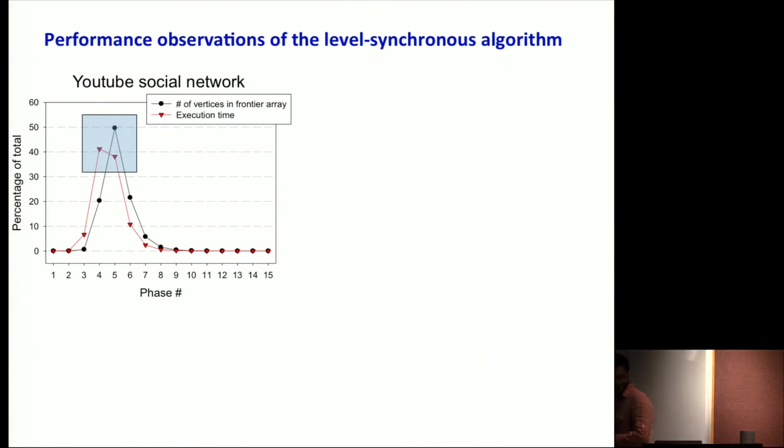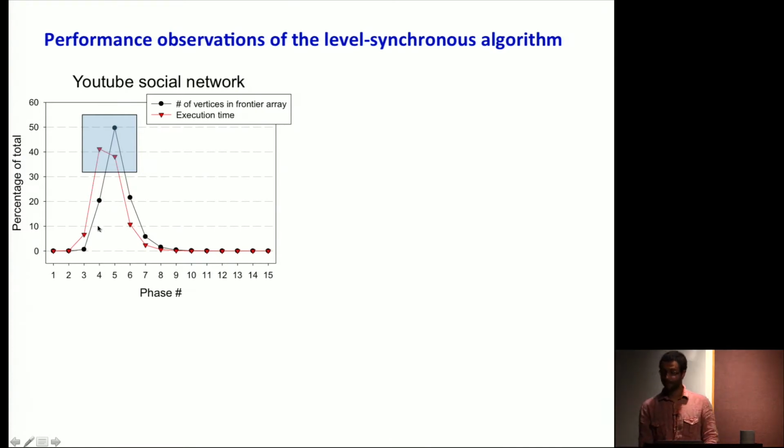So here's a performance observation. When you run a level synchronous breadth first search on a low diameter power law graph, this figure is what you get as, in a way, a trace of the algorithm: the percentage of total work and the number of vertices in the frontier.